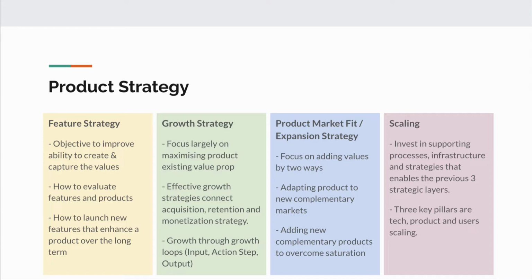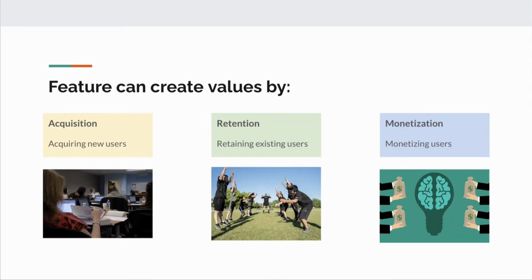The last one is scaling. We have to invest in supporting our processes, infrastructure, and strategies that enable the previous three strategic layers: feature, growth, and product market fit. So a feature can create value by acquiring new users, retention of the existing users, and monetization of users, which can help us to build and increase the revenue for our product.